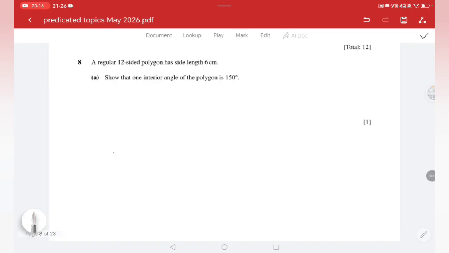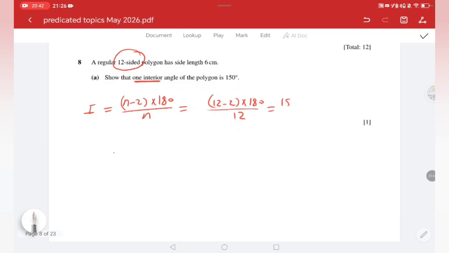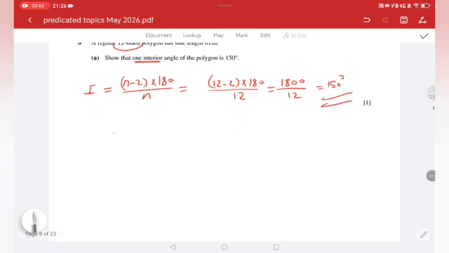So the first one here, show that one interior angle of the polygon is 150 degrees. The formula for the interior angle is (n minus 2) times 180 over n. Let's substitute in the formula. The number of sides here is 12, so (12 minus 2) times 180 over 12. So it's 10 times 180, 1800 over 12. So the answer is 150 degrees. So this is how to show.